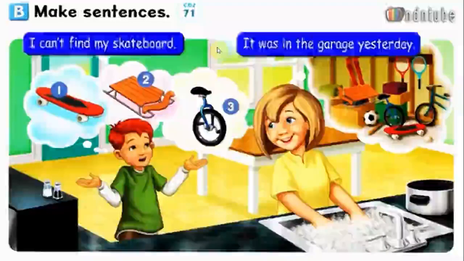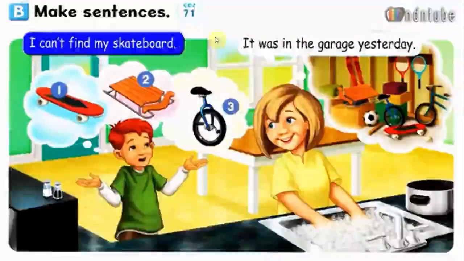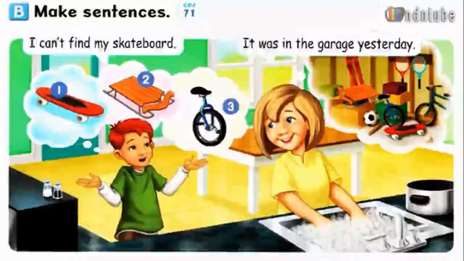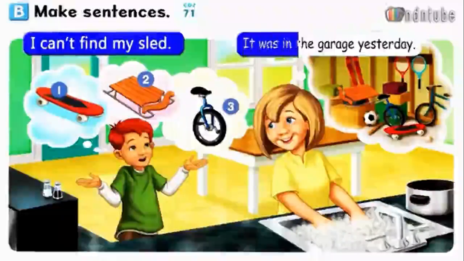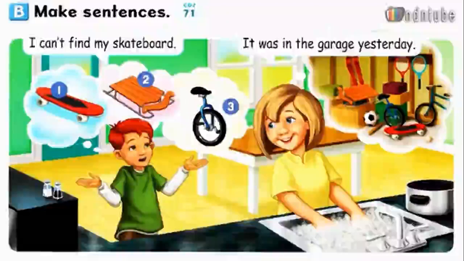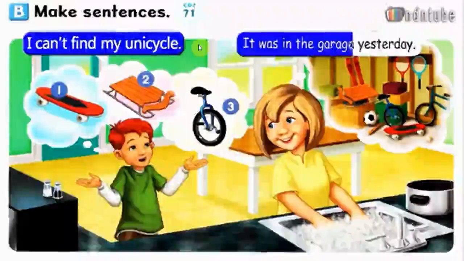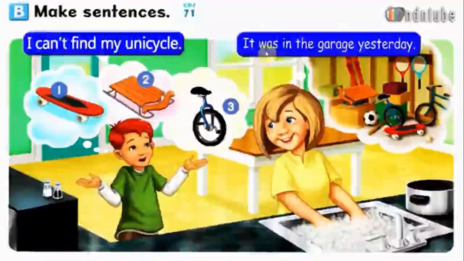Number one. I can't find my skateboard. It was in the garage yesterday. Number two. I can't find my sled. It was in the garage yesterday. Number 3. I can't find my unicycle. It was in the garage yesterday. Okay, هسه هنا شنو قلنا؟ استخدمنا was لأن شنو قالت yesterday البارحة كانت في الجراج. زين.